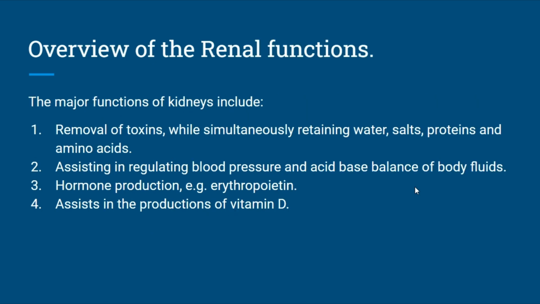So here we go. What is the overview of the renal function? All these structures come together to perform some major functions of the kidneys that includes the removal of toxins while simultaneously retaining water, salts, and proteins and amino acids. It will also be assisting in regulating the blood pressure and acid base balance of the body fluids, hormone production, for example erythropoietin, and assists in the production of vitamin D.